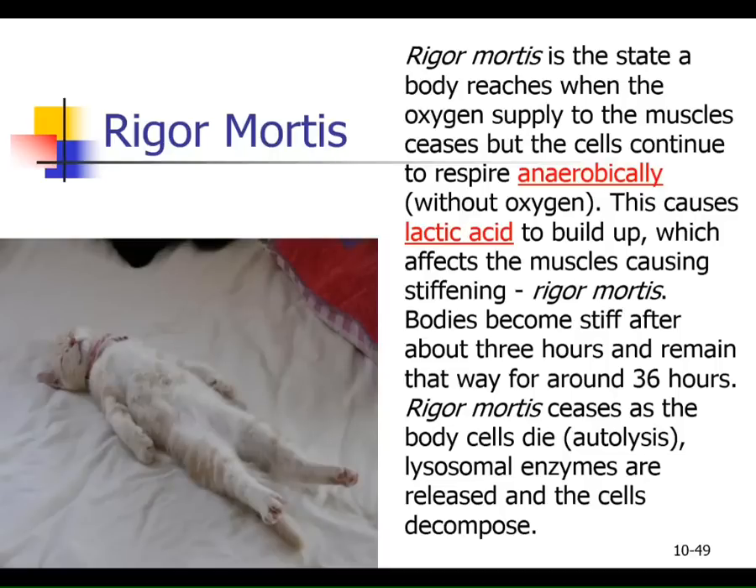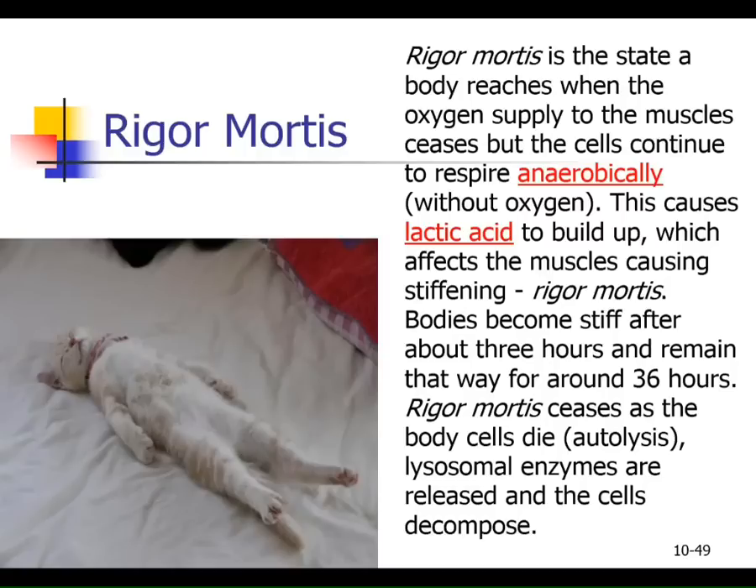Within about 3 hours after you pass, your muscles will no longer have ATP available to them. There's a little bit around for a little while, but ATP gets depleted very, very quickly. It takes ATP for your muscles to relax. So after death, your muscles go into a state of rigid contraction. There's no more ATP around, and it stays there until about 36 hours later, and then the muscles start to relax.